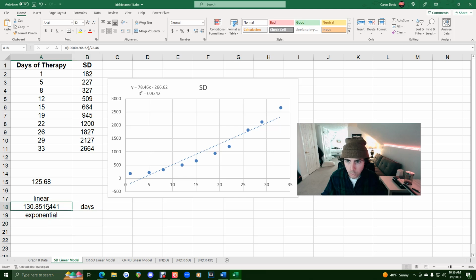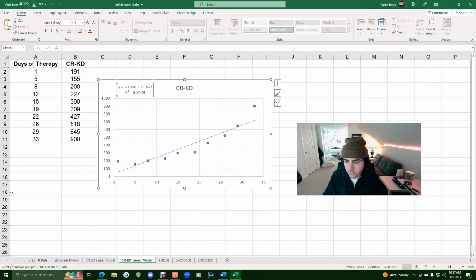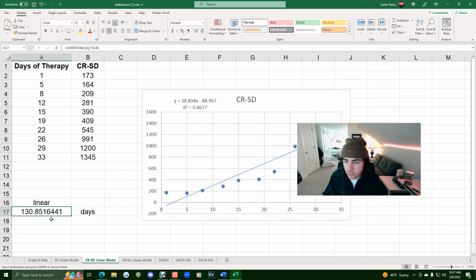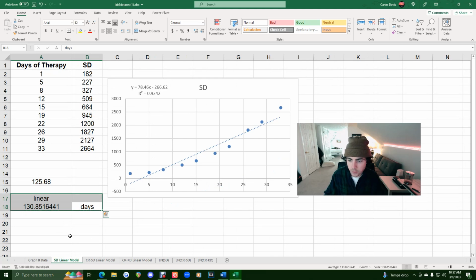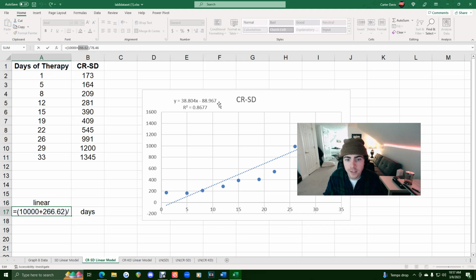Okay. So I'm going to go ahead and do the exponential. Oh gosh, do I want to do that? I'm just going to do all the linears first. I'm going to do all the linears, okay? I'm going to just copy them so we get kind of like a base situation here. So we did the linear for the first one, right? Let's do linear for the second one, CRSD, so we can just change these little bit of values, right? So for this one, we're just going to change 266 to 88.97. And we're going to change the 78.46 to 38.8.